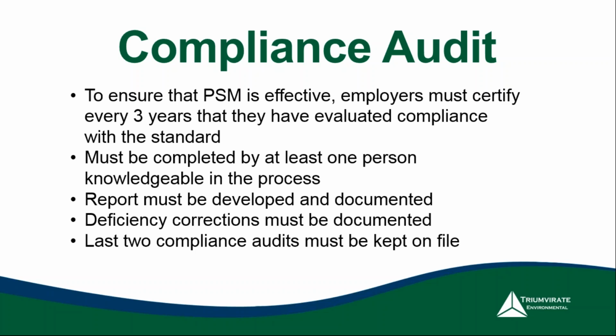And in order to do this, you've got to have at least one person participating within the program who's knowledgeable in the whole process. You want somebody there who really understands what processes are affected, how they are affected, and why. You want them part of the audit program. You've got to have a report, and you've got to show that any deficiencies that were found are corrected and documented, and the last 2 compliance audits must be kept on file. So that really means you have 6 years, 2 cycles, which is 6, right?